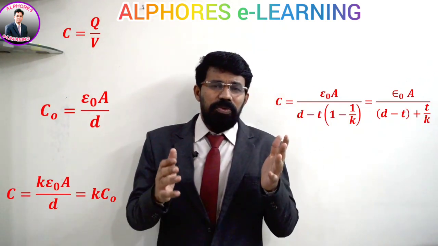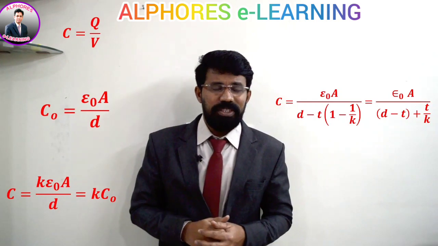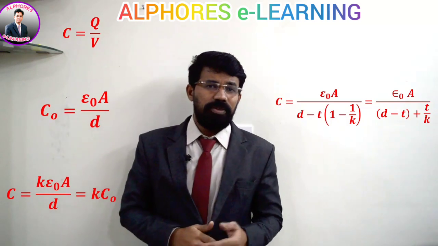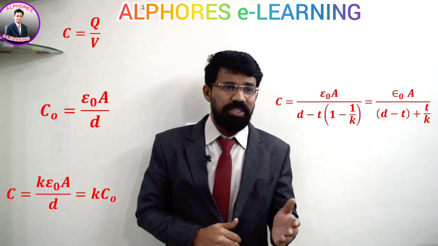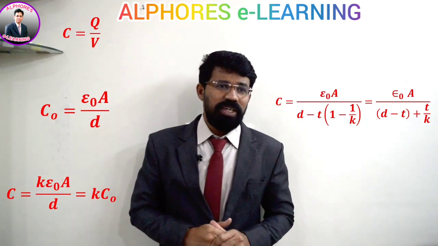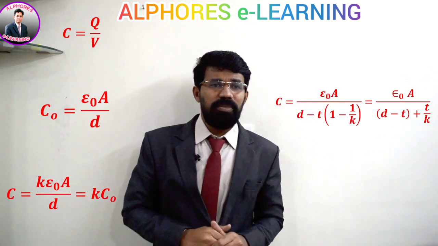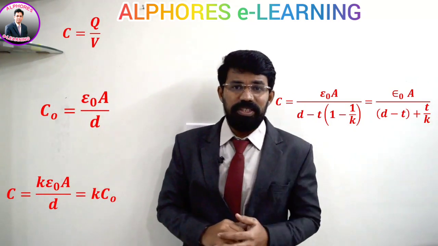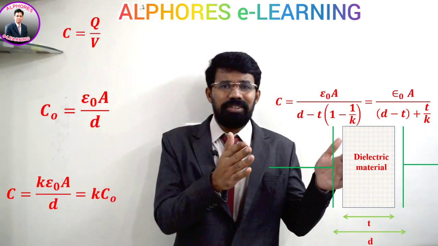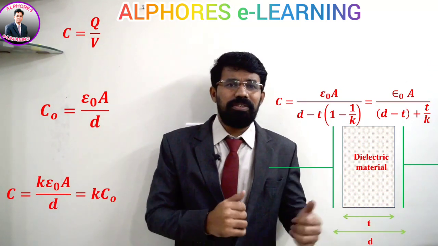What if you introduce a dielectric slab of thickness T, where T is less than the distance of separation between the plates? Then the equation is C is equal to epsilon naught A by D minus T of 1 minus 1 by K, or it can also be simplified as epsilon naught A by D minus T plus T by K, isn't it? You can see the picture. This is how you can imagine a dielectric slab between the plates. Its thickness is T and the separation is D.